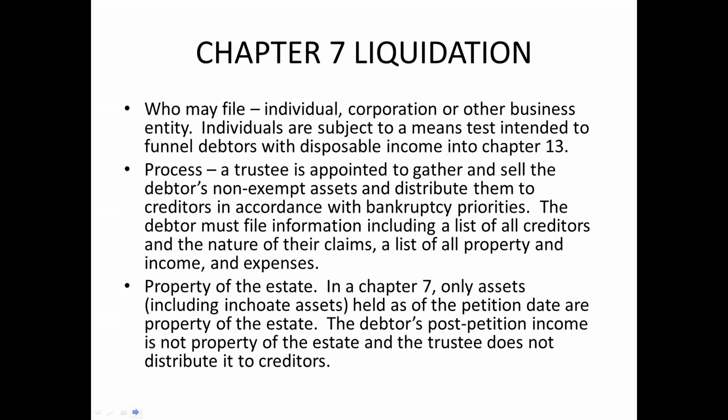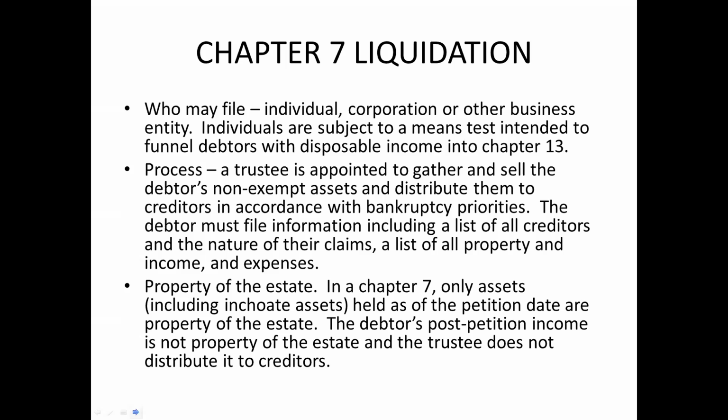If you're an individual, there is now a means test, and that was put in with the 2005 amendments to the code. There didn't used to be one, and there was concern that wealthy individuals were taking advantage of that because they could go in, and even if they had a large income, they could shield it, because property of the estate in a Chapter 7 is only the assets that existed at the time of the filing. So if someone is making money afterwards and has a large salary or whatever, it's not part of the estate and is not available for distribution to creditors.